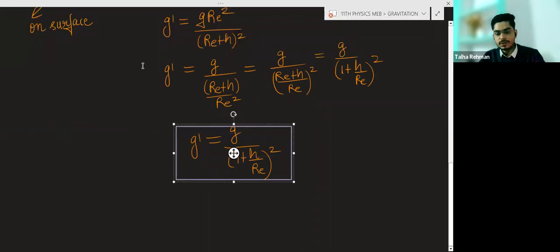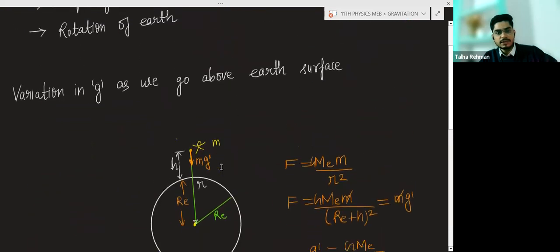Note down the rest of the things. We will continue this topic and the rest of the things we will discuss in the next class.